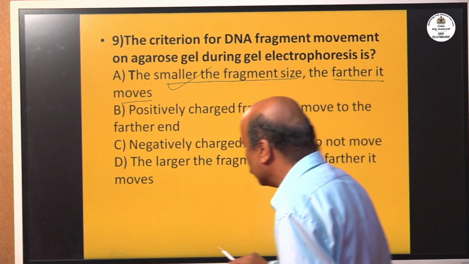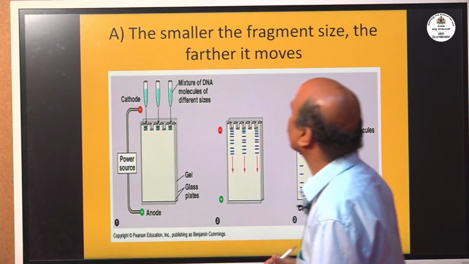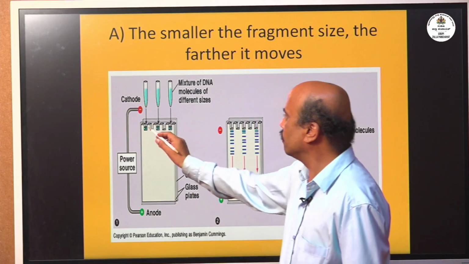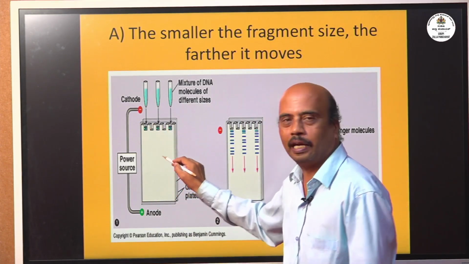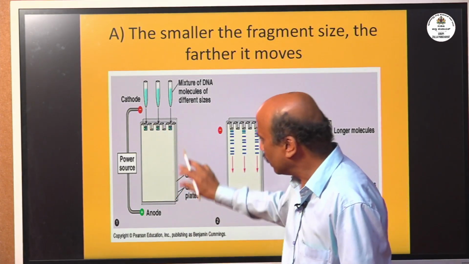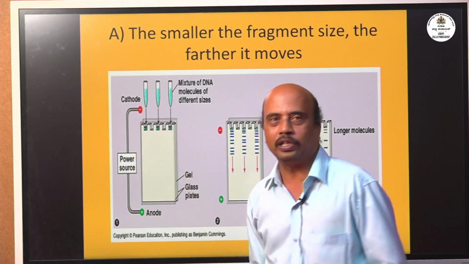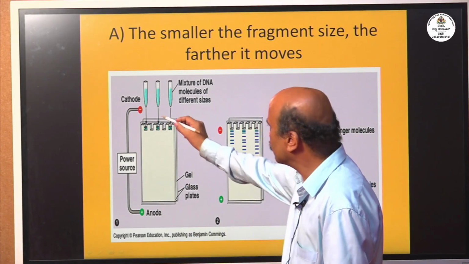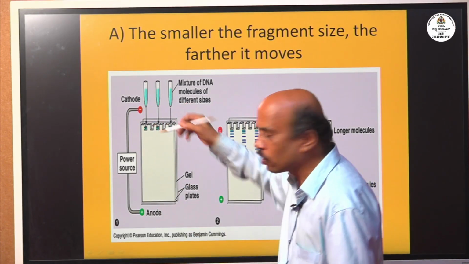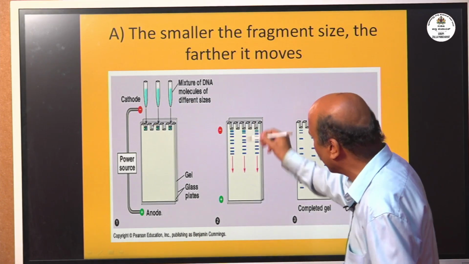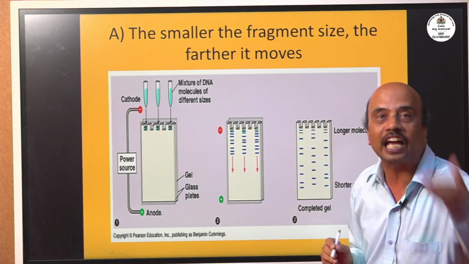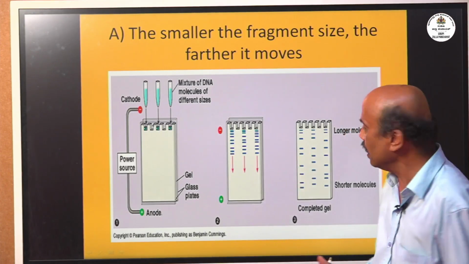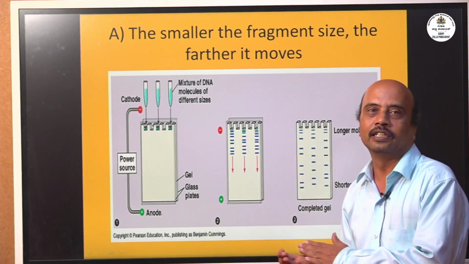Then we move on to the next question. Okay, so this is the gel electrophoresis. These are the wells, and it contains a matrix, and this entire setup is connected to the electrodes. We have anode here, we have cathode here. When the wells are loaded with DNA fragments, the DNA fragments move according to their size. The smaller the fragment size, the faster they move. Larger fragments lag behind.